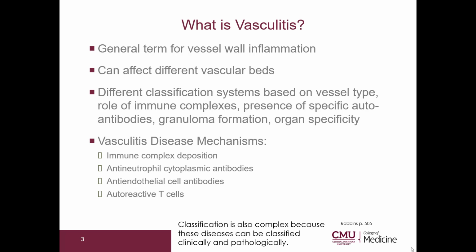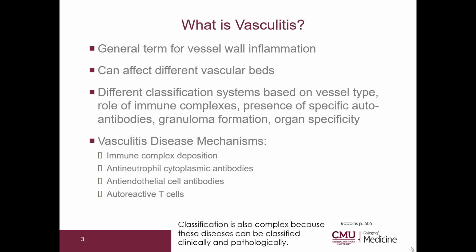There are many different classification systems based on vessel type, the role of immune complexes, presence of specific autoantibodies, granuloma formation, or organ specificity. The vasculitis disease mechanisms are quite complex and include immune complex deposition, anti-neutrophil cytoplasmic antibodies, anti-endothelial cell antibodies, and autoreactive T cells.